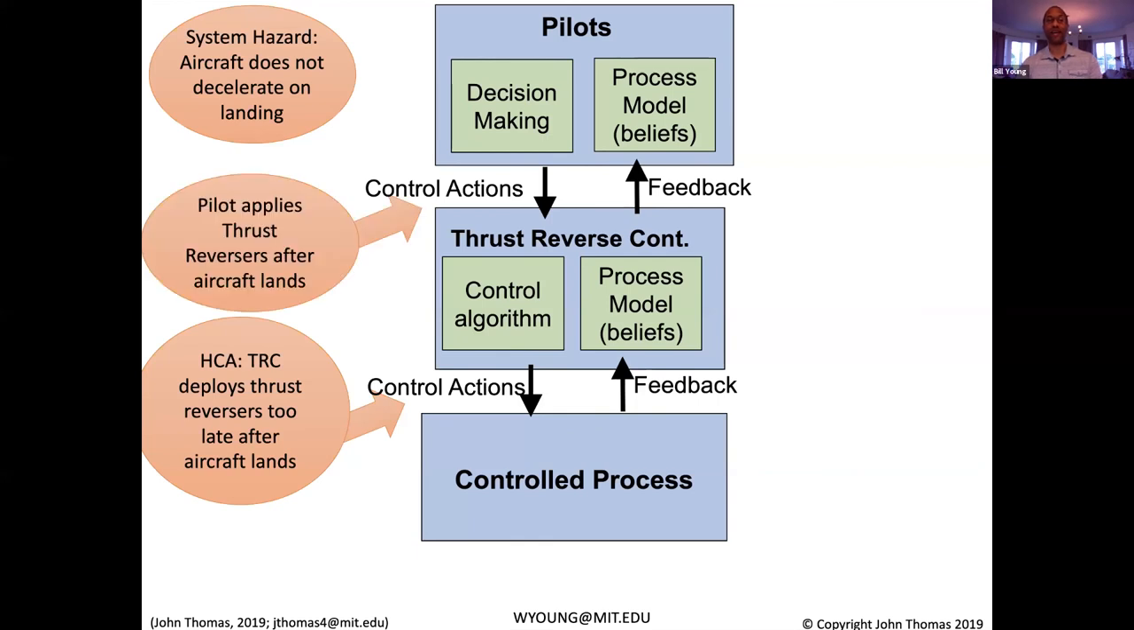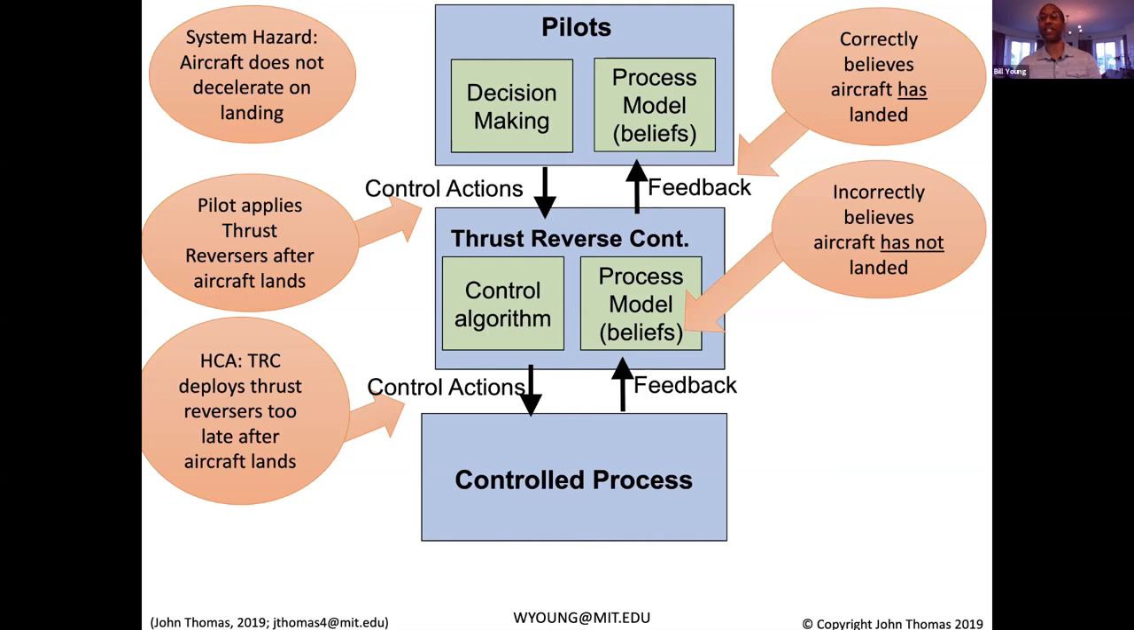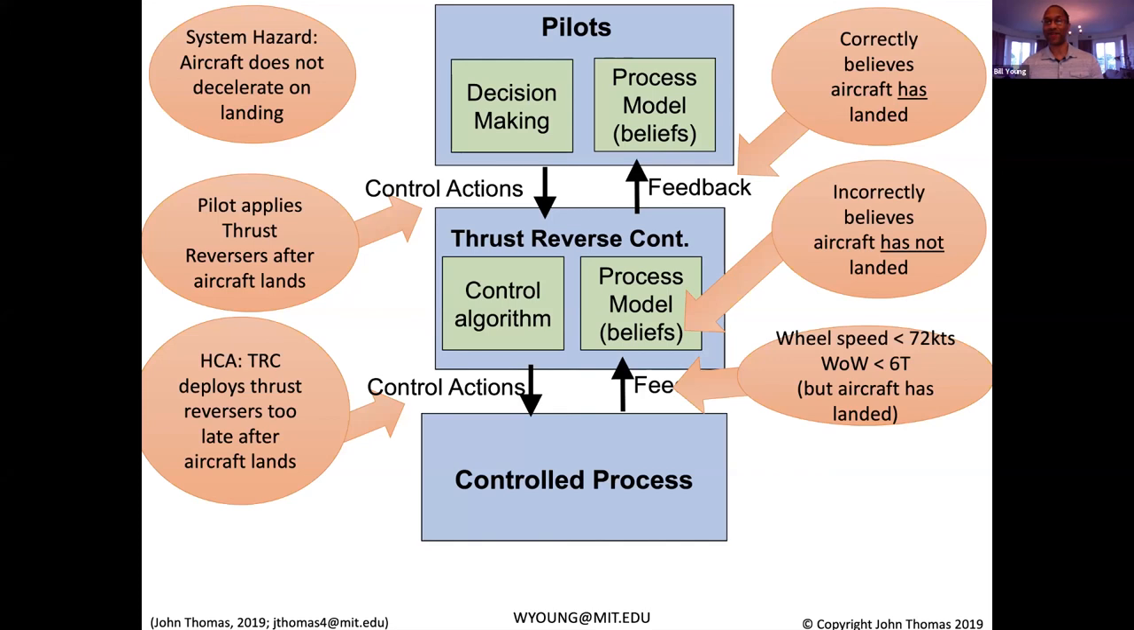But why might that happen when the pilot is applying the thrust reversers after the aircraft has landed? The pilot believes that the aircraft has landed, but the automation believed that it has not landed. The reason why is based on the feedback. With automation, you have to tell it when to consider itself landed. In this case, the engineer said a good way to know we're landing is the wheel speed above a certain rate and the weight on wheels above a certain amount.